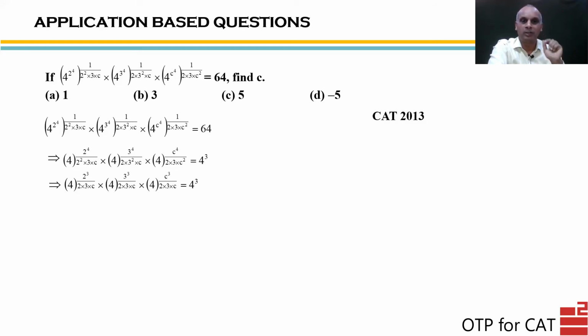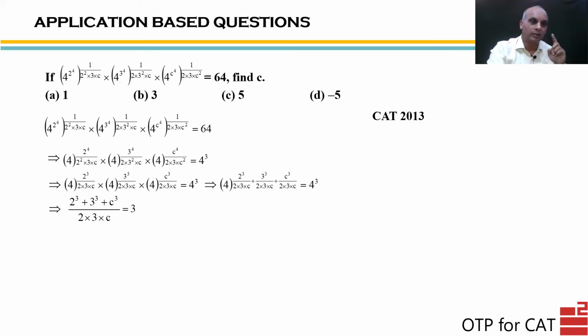And what's the use of that? You will soon see that. Now, this can be written as 4 to the power, and powers are added because of the laws of exponents. So it becomes 2^3 upon 2 into 3 into c plus 3^3 upon 2 into 3 into c, and so on. And 64 obviously is 4^3. Now we see that the base on both sides is 4. So powers are equated.